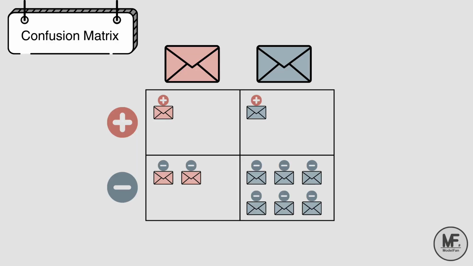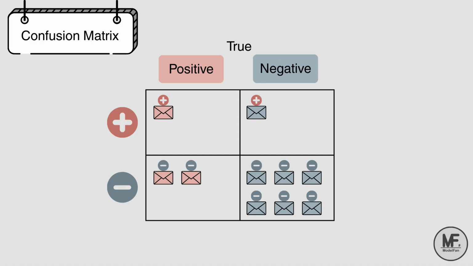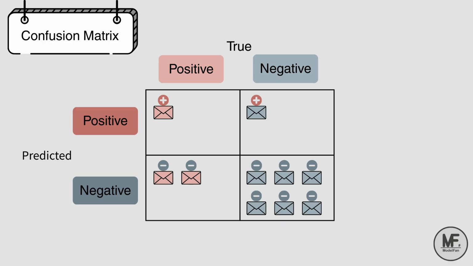This matrix is just a simple illustration table that compares what's actually true with what the model predicted. Then we'll introduce the common terms used in the confusion matrix. Across the top, we mark the true labels. Spam is positive and normal emails are negative. These are the real truths about the emails. On the left side, we write down the predicted labels. These come from our model's classification, whether it thinks the email is spam or not.